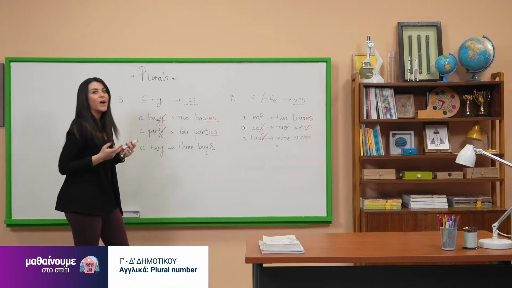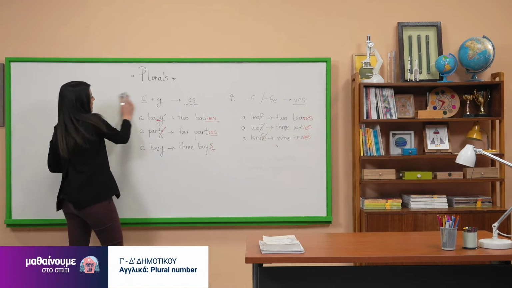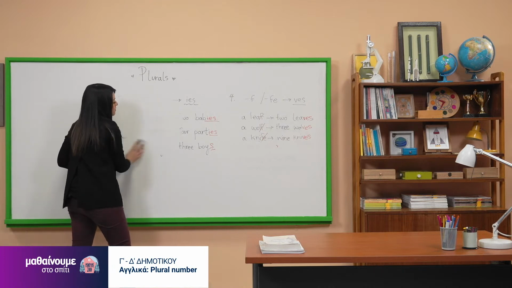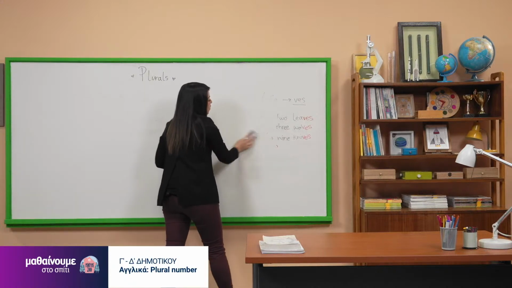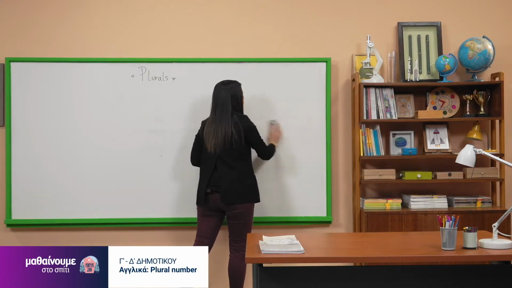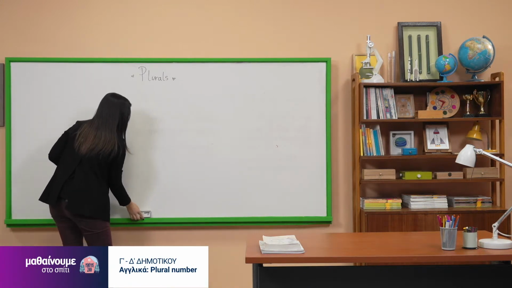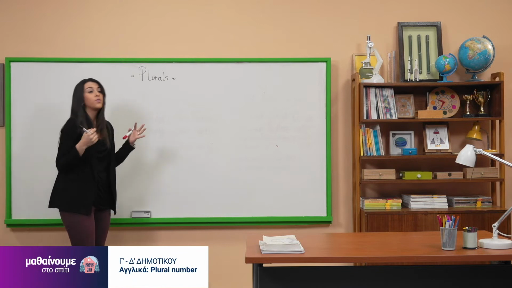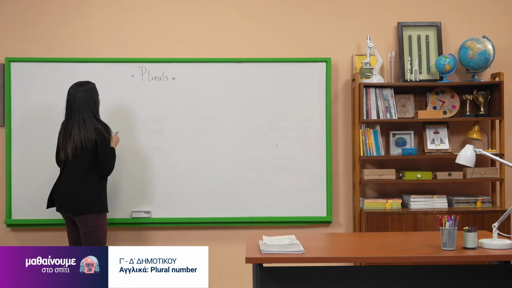Now, we also have some irregular. So what does this mean? Some of them change completely or they don't change at all. Let's see which ones these are. This is the last rule, okay? Maybe you can write this down or you can just look at the board. So number 5.